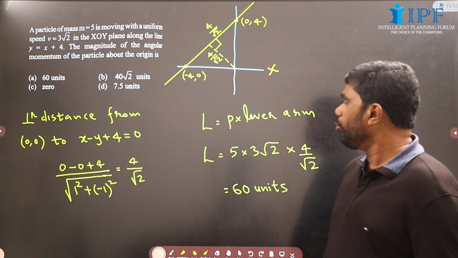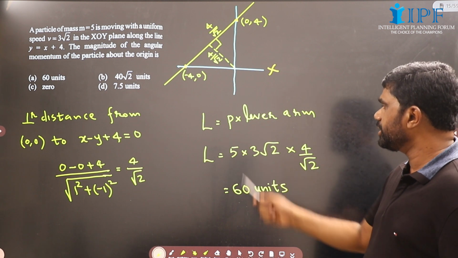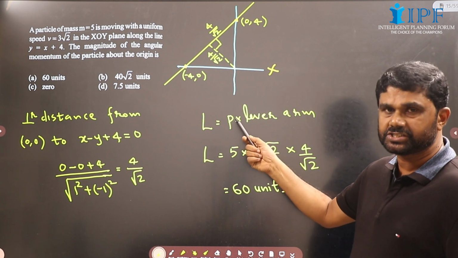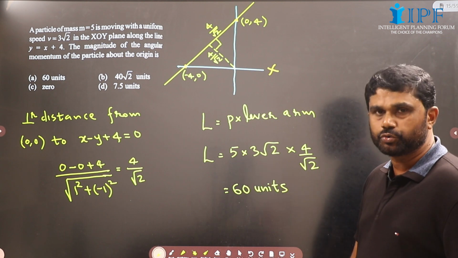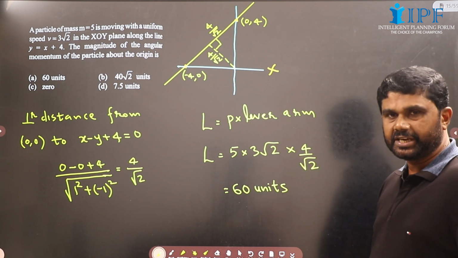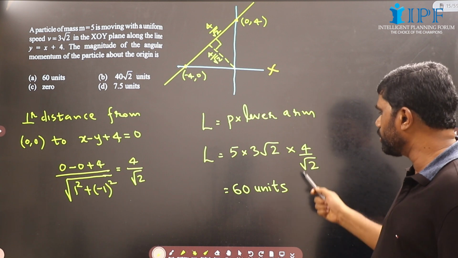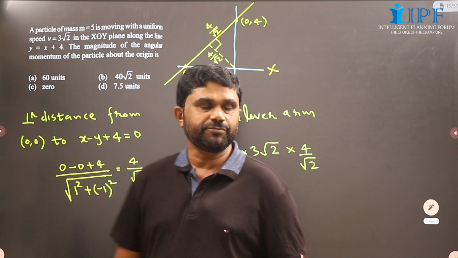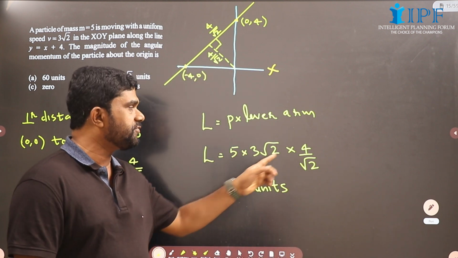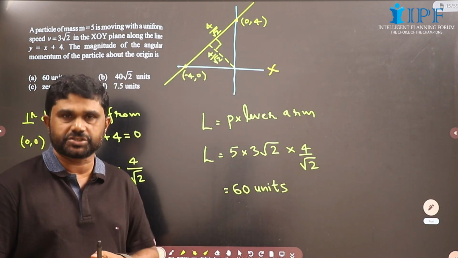Okay, now let us find the angular momentum. P means mass into velocity, the linear momentum. Mass is 5 units and velocity is 3 root 2. And the lever arm, that is the perpendicular distance that we have got, is 4 by root 2. This root 2 and root 2 we can cancel. See what remains: 5 into 3, that is 15, into 4, it will be 60 units.